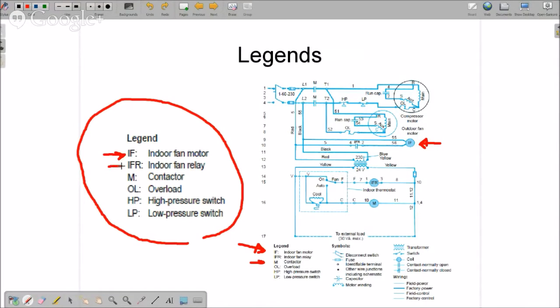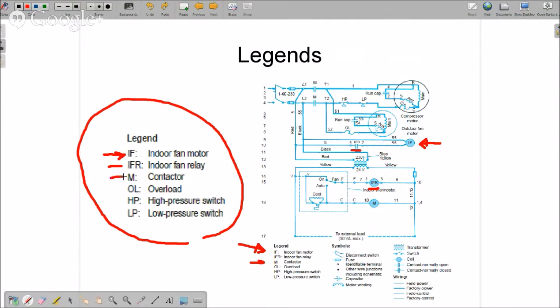IFR is indoor fan relay. Here it is right here, indoor fan relay. Remember I said relays are difficult because they are scattered in the schematic. Well, look at this. We have indoor fan relay right there. Where else is it? See if there's another one here. Nope, that's it. That's it for that.